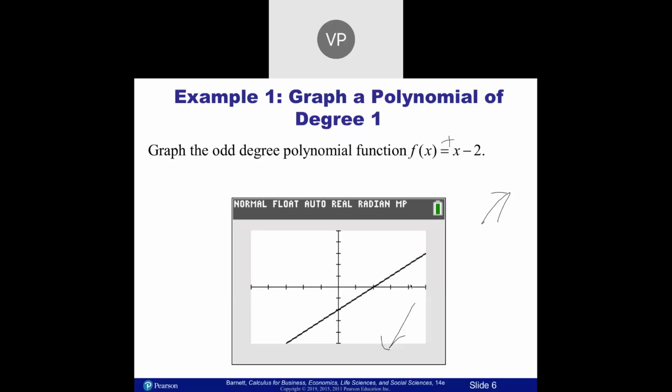So they graph it, and again, you know how to graph a line, but you see it sort of fits that thing we talked about. It doesn't have to be a high power. Any odd power, this is going to work.